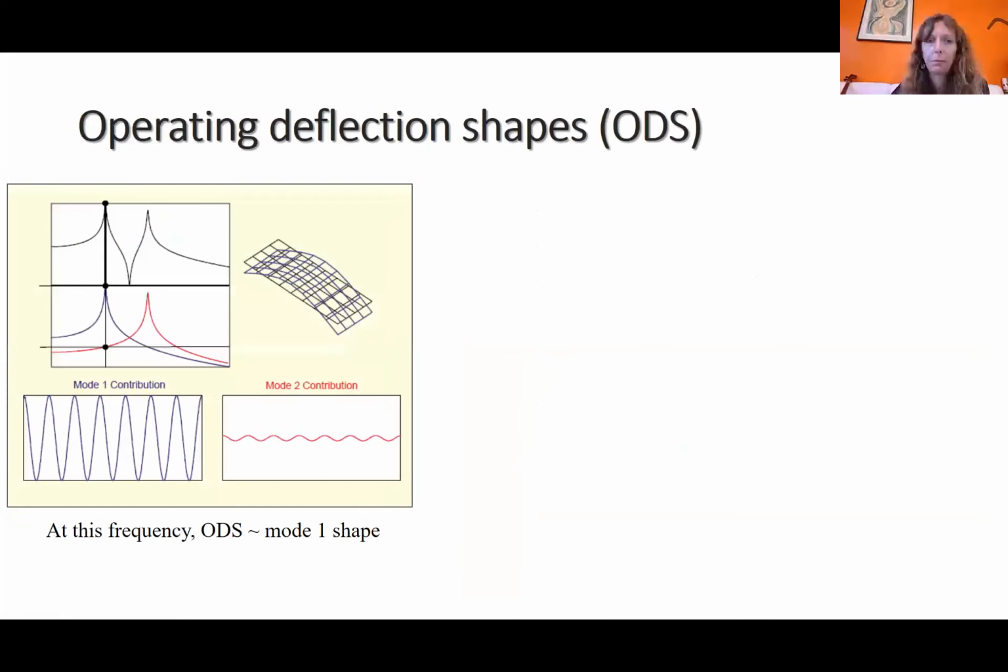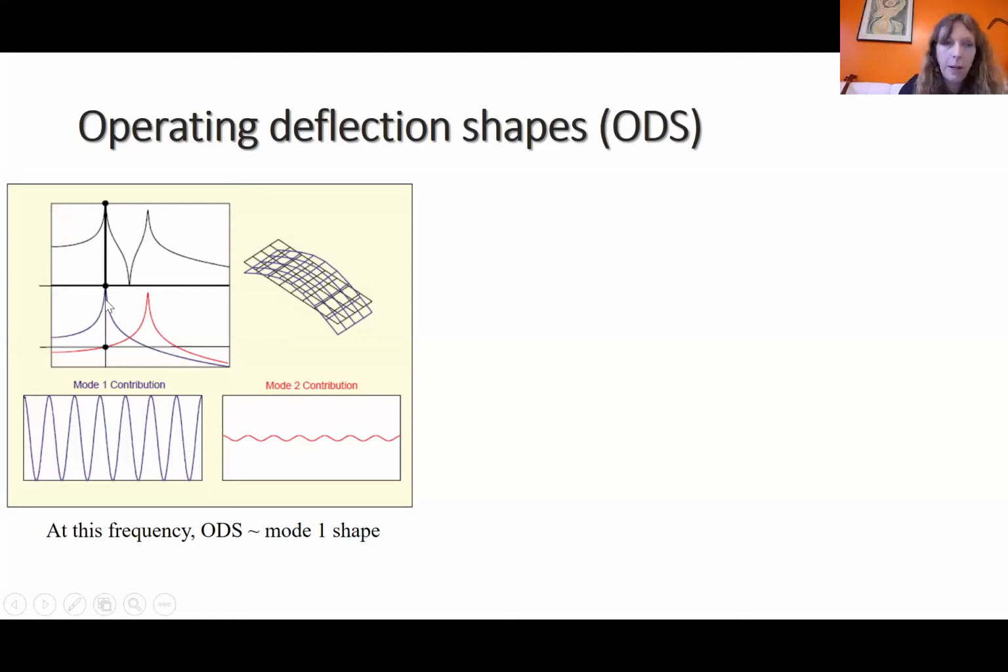Okay, so I talked about mode shapes. Now I'm going to talk about operating deflection shapes. So here, this is the frequency response of this rectangular plate. And if we are at this frequency here, we are basically at the frequency of the resonance.